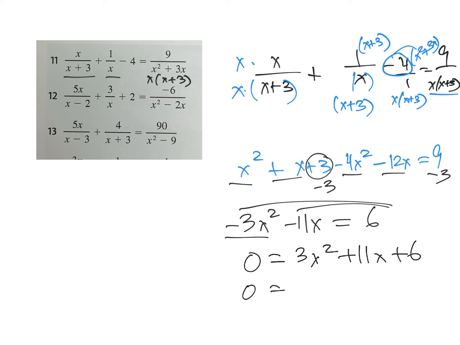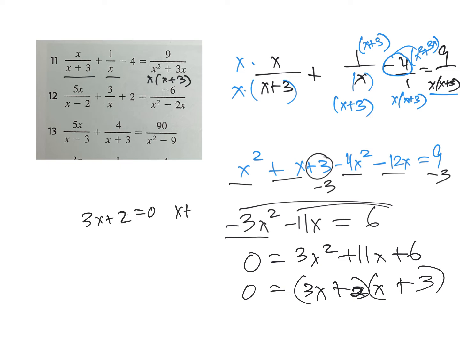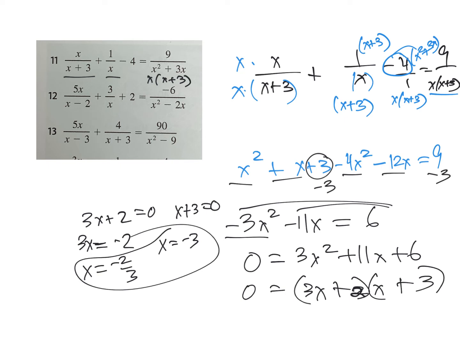All right, so now 3x and x. And let's use 2 and 3. So 2x in the middle, 9x on the outside. That makes 11. They're both pluses, so there we go. So 3x plus 2 is equal to 0, or x plus 3 is equal to 0. Subtract the 2. Divide off the 3. Negative 2/3 is one of the answers, and x is equal to negative 3 is the other answer. All right, number 12.